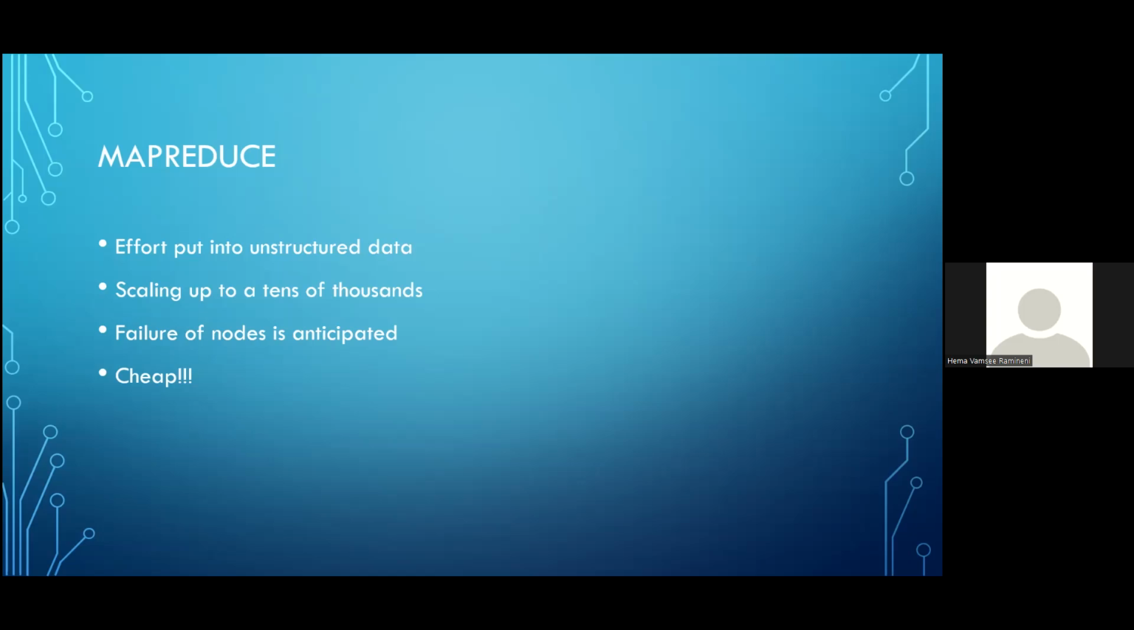Therefore, it is possible for each task to do anything on its input, just as long as its output follows the conventions defined by the model. Thank you. Next is continued by my friend.